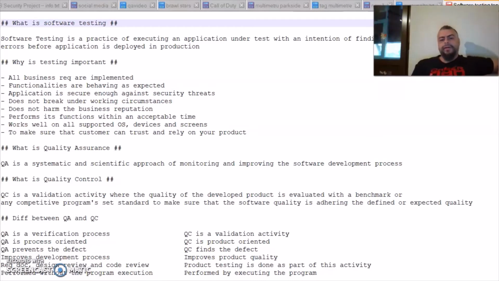Now, why is testing important? Key question here, right? So, a couple of bullet points that you can see here on the screen. All business requirements are implemented. You have to make sure of that, right? Functionalities are behaving as expected. Application is secure enough against security threats.